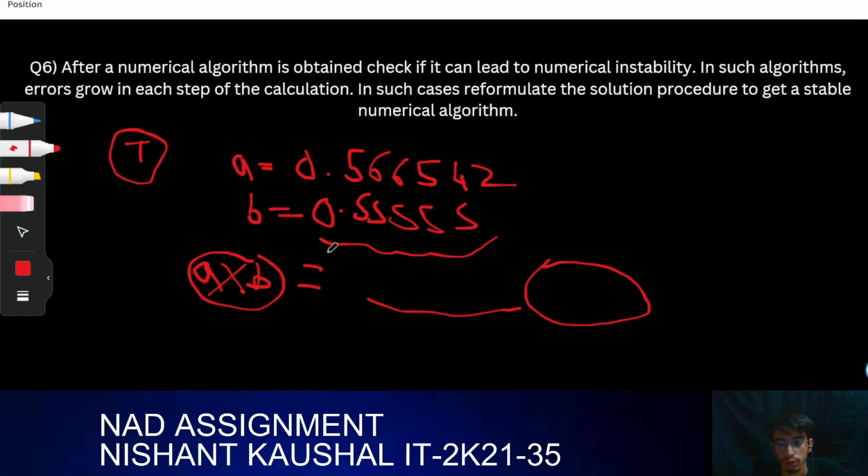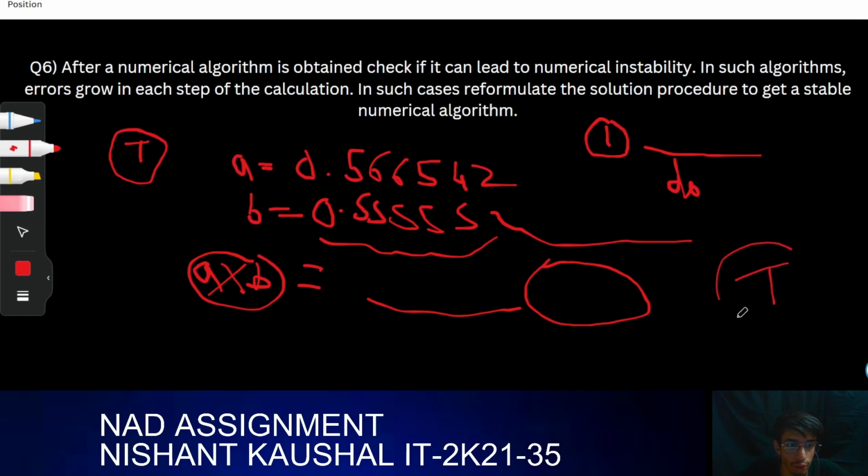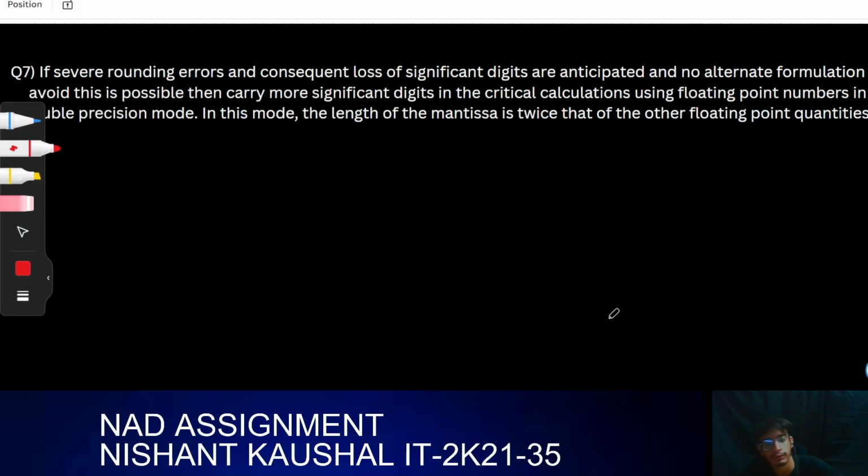right? So one way to solve it is to use different data types like double float, which will just double our mantissa size so that there could not be any error in our program. But considering this question, this should be true: after a numerical algorithm is obtained, we should check that it is not leading to any numerical instability. Let us see question number 7.